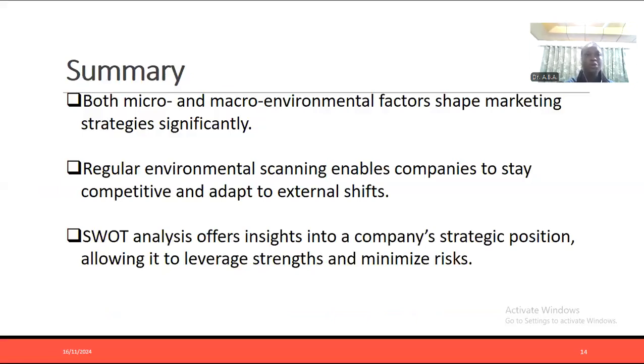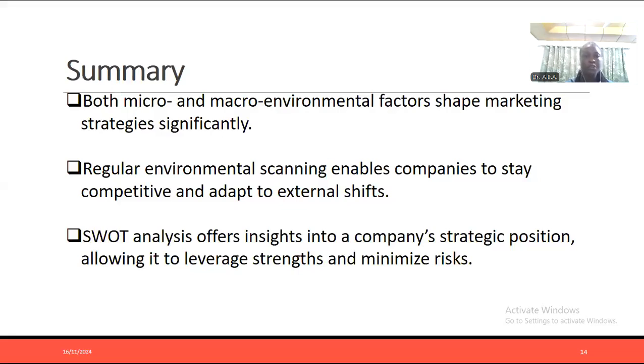All right. So what we would say in summary is that both the micro and macro environmental factors shape marketing strategies significantly. And it's very important that every business organization regularly conducts the environmental scanning to enable it to stay competitive. Otherwise, you'll be going about your marketing activities, and then one day you get up and realize that you are out of business because you were not focusing on what others were doing, what was happening within your environment.